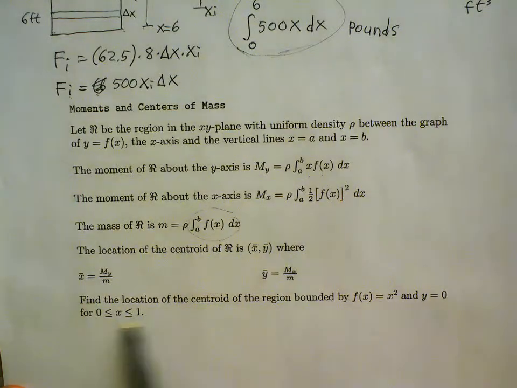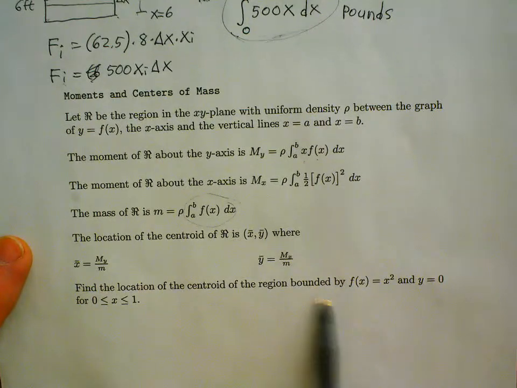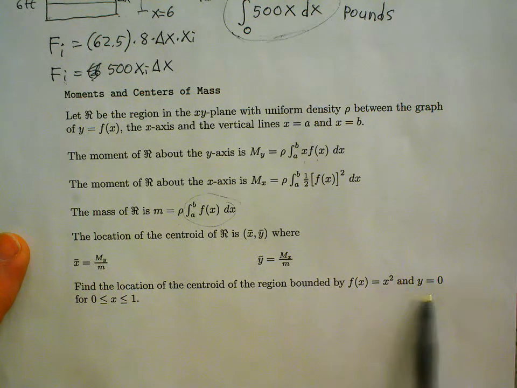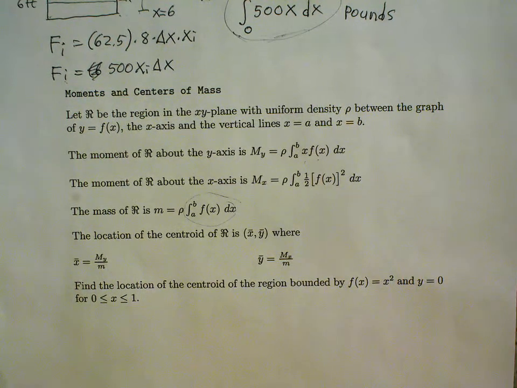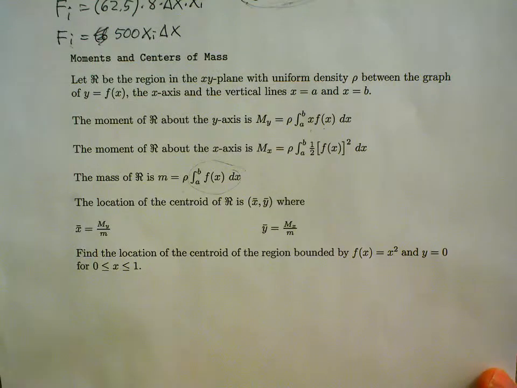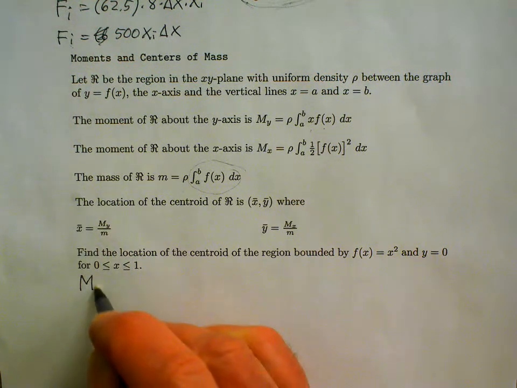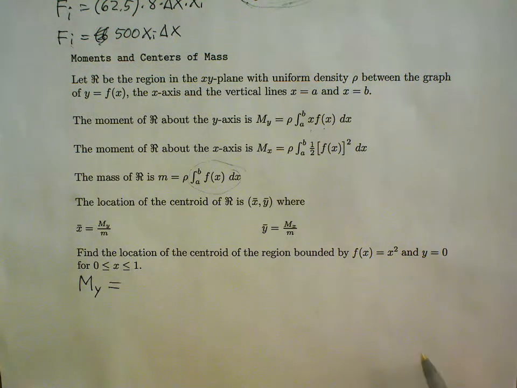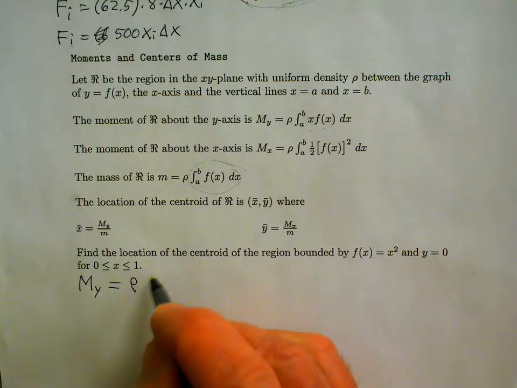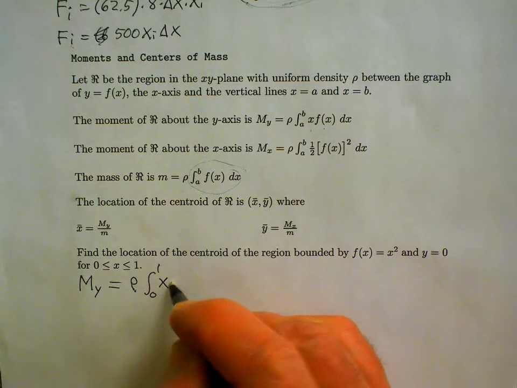Okay, so for this, let's see if we can find the location of the centroid of the region that is bounded by f of x equals x squared and y equals 0 on the interval from x equals 0 to x equals 1. The moment of that region about the y-axis is rho times the definite integral from 0 to 1 of x times f of x, so x times x squared dx.